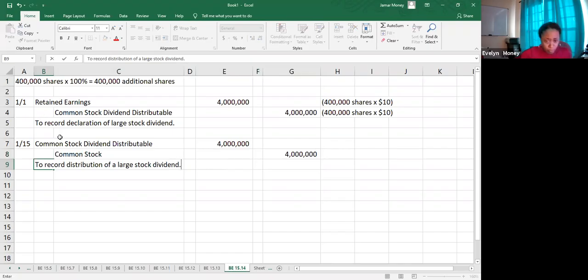All right. Now that takes care of all of the problems that relate to dividends, whether it's cash dividend, property dividend, or stock dividend.